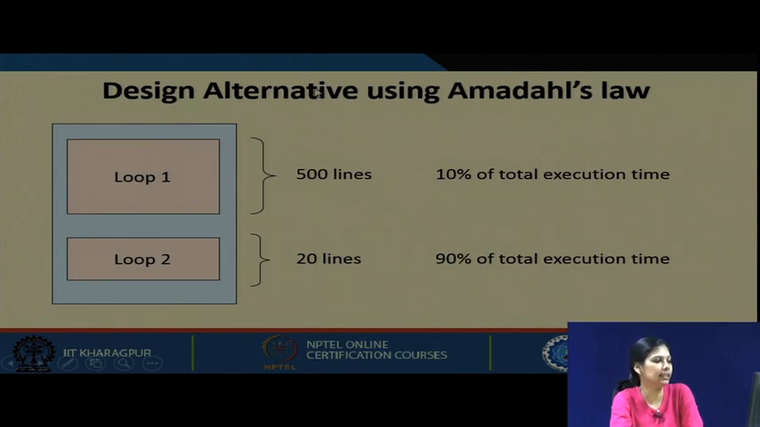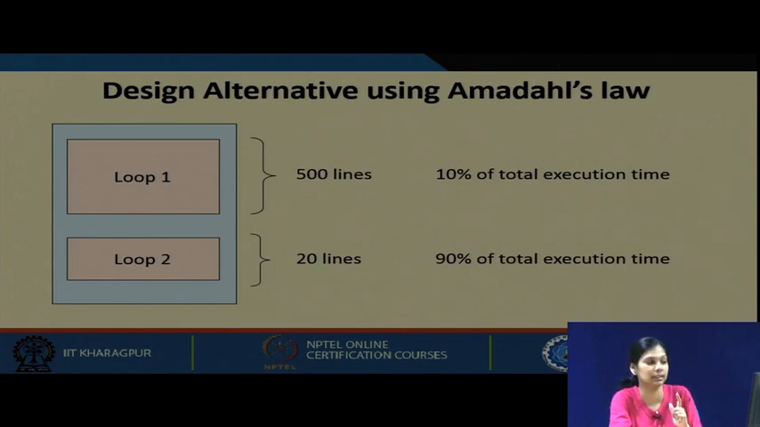So these are some design alternatives using Amdahl's law. Let's say we have a portion of a program. This is loop 1 and this is loop 2. This loop is of 500 lines and this loop is of 20 lines. But this 500 lines of code takes only 10% of the total execution time. This loop 2, which is only 20 lines of code, takes 90% of the total execution time. Although this is a small portion, that small portion is taking more time.